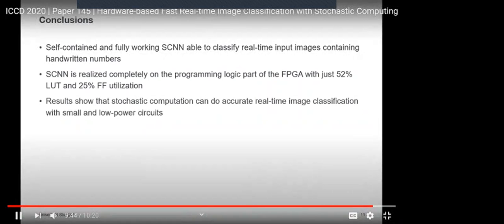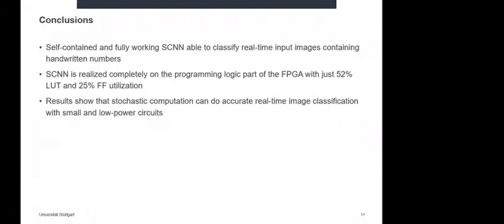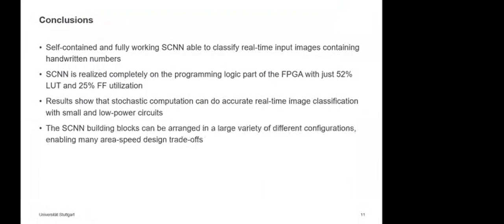From the results, it is evident that stochastic computation can do accurate real-time image classification with small, low complexity and low power circuits. The previously explained stochastic convolution neural network building blocks can be arranged in a large variety of different configurations, thereby enabling many pre-designed trade-offs.